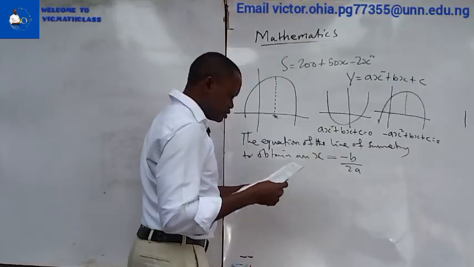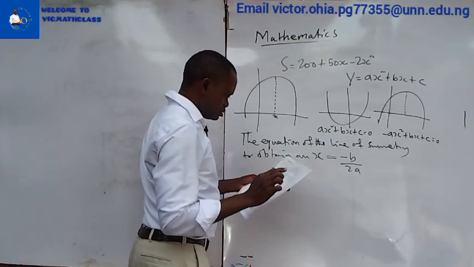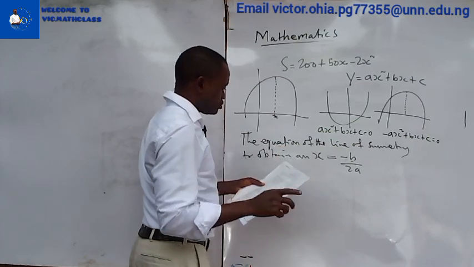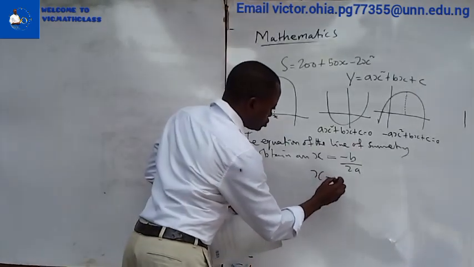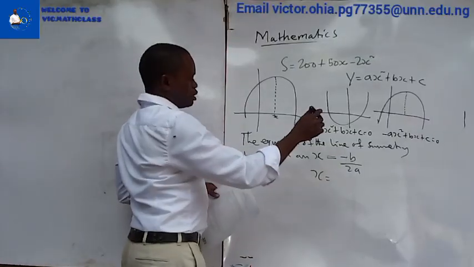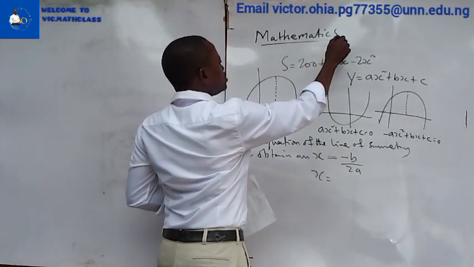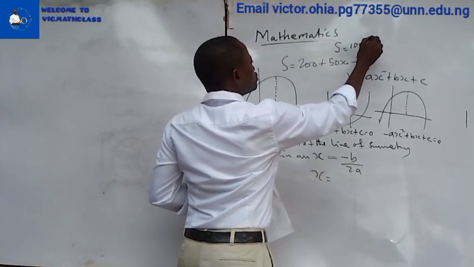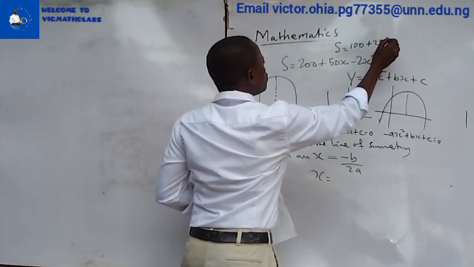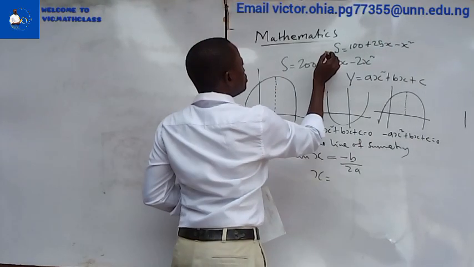So let's find it. You know that they said x is the time. So x will be x equals to, what is minus b? Permit me to reduce this thing, so let me put it here. S equals 100 plus 25x minus x squared. They are the same thing.